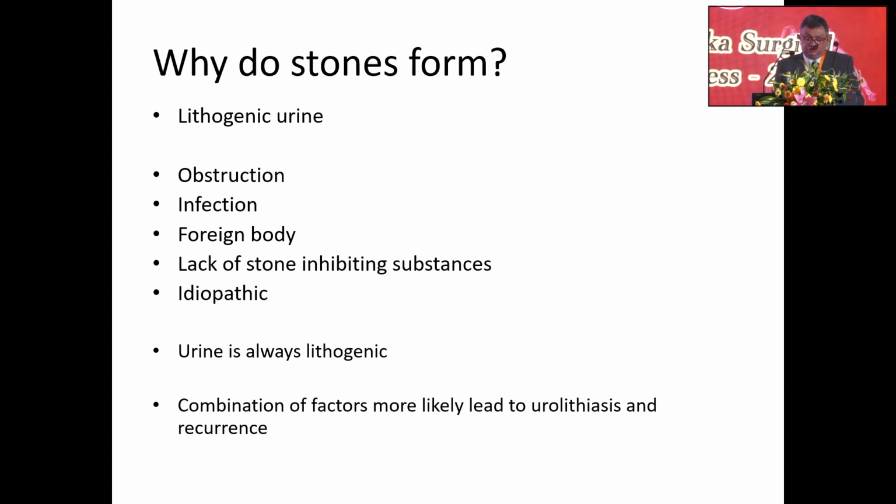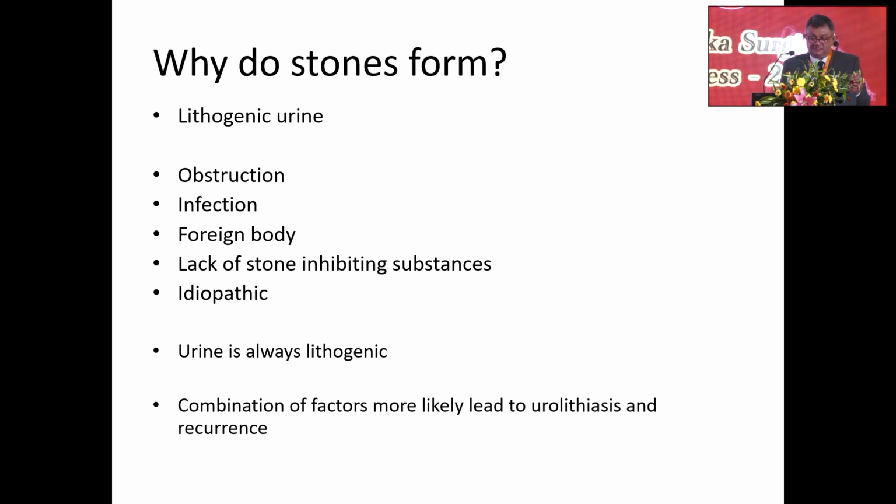Before I talk about prevention, let's briefly look at why stones form. The key issue in lithogenesis is lithogenic urine. Just like bile, urine has various solutes like calcium, phosphate, uric acid, oxalate, which are much higher than in an average person, and these precipitate under different circumstances. So increased lithogenicity of urine is one of the key reasons why stones form.